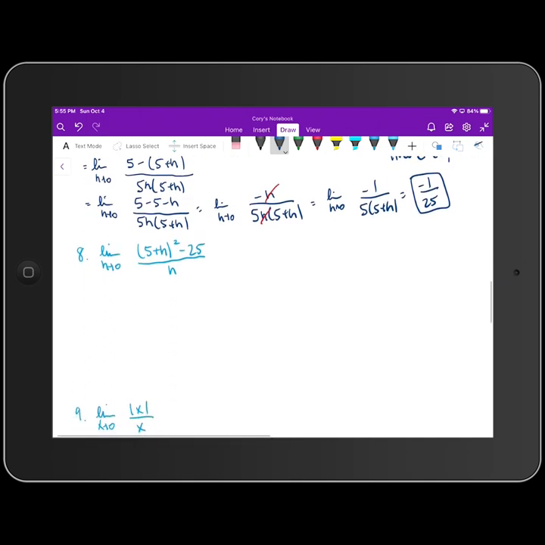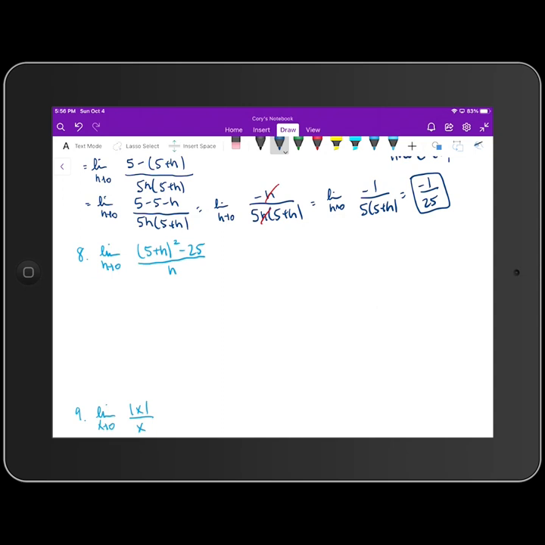Okay, for 8, we have the limit as h approaches 0 of (5 plus h) quantity squared minus 25 all over h. So again, if I try using direct substitution, we get 5 squared, which is 25, minus 25, the numerator is 0, over the denominator of 0. Okay, so again, we can utilize one of the 3 techniques here.